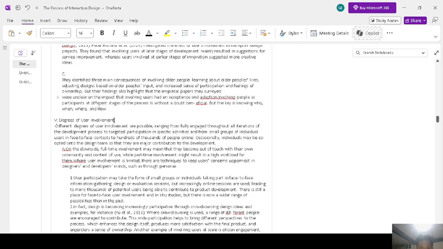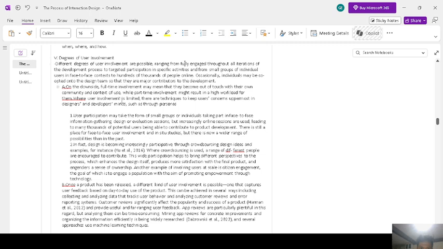Involving people as participants at different stages of the process is without a doubt beneficial, but the key is knowing who, when, where, and how. So it's not just about identifying the people, but also knowing who, when, where, and how, at the right time as well.